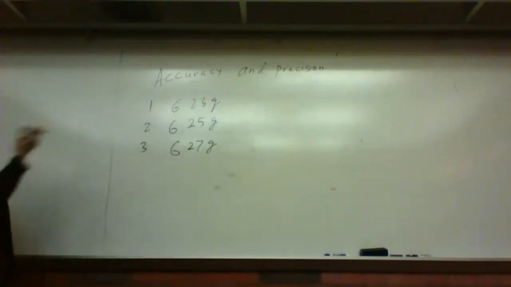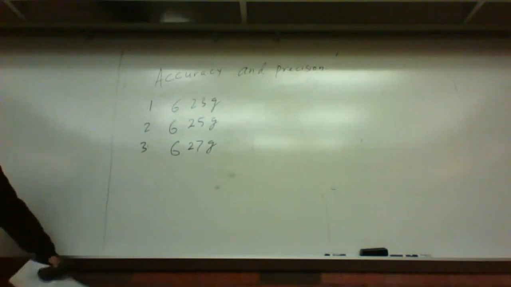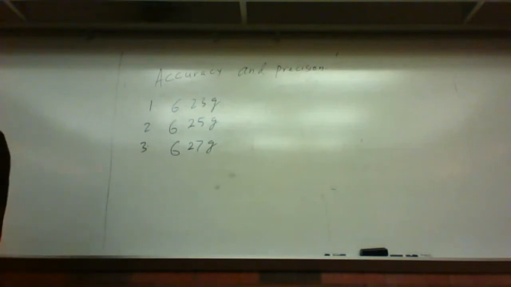So see, your numbers are very close to each other, right? 6.23, 6.25, 6.27, very close to each other, right? So this is called the precision. If you are measuring something multiple times, and all the numbers come very close to each other, this is called the precision. Make sense?